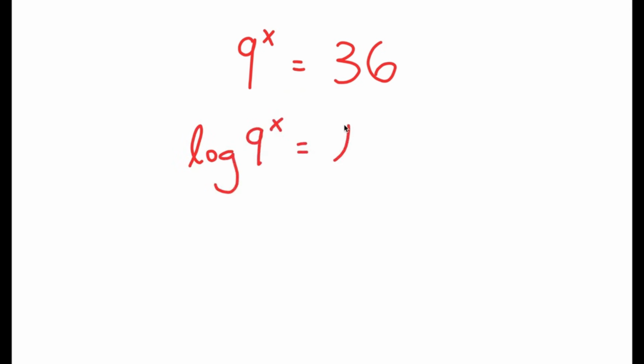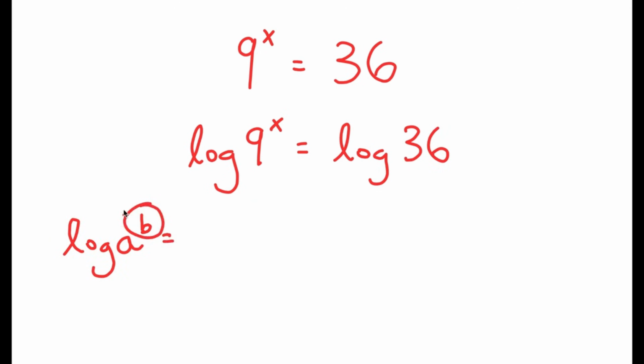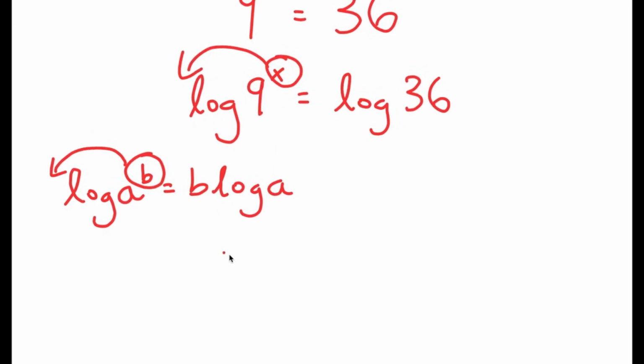Alright, so in this video, I'm going to solve the equation 9 to the power of x is equal to 36. To solve this equation, I'm going to first start by taking the log on both sides. So I get log of 9 to the power of x is equal to log of 36. Now, if I have something in the form log of a to the power of b, I can move this exponent b to the front, so this turns into b times log a. In this case, I have log of 9 to the power of x, and I can move x to the front, so I get x times log 9 is equal to log 36.